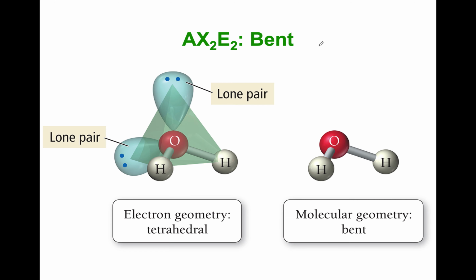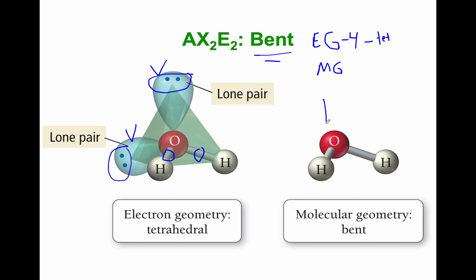If we do this again, we can say the electron geometry here is 4 electron regions, and that's another tetrahedral. And then the molecular geometry, because now there's 2 lone pairs here and here, takes this bent shape. Okay, so molecular geometry bent, electron geometry tetrahedral. That's the key terminology, because the question will be asked, what's the electron geometry? What's the molecular geometry?